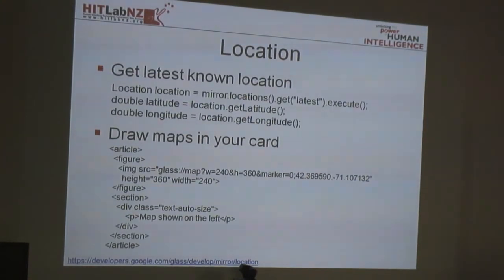So that's deleting timeline items. And the next thing is dealing with locations. The simplest thing is you can ask the Mirror API where your glass is. So you can call this locations get method and send the request to the server, and it will come back with the list of locations. In this case it will come back with only one location, but you can also use the list command to get the latest 5 or 10 location information that your glass were at.